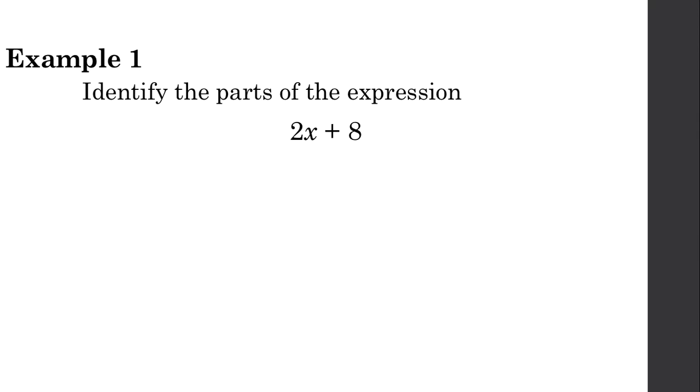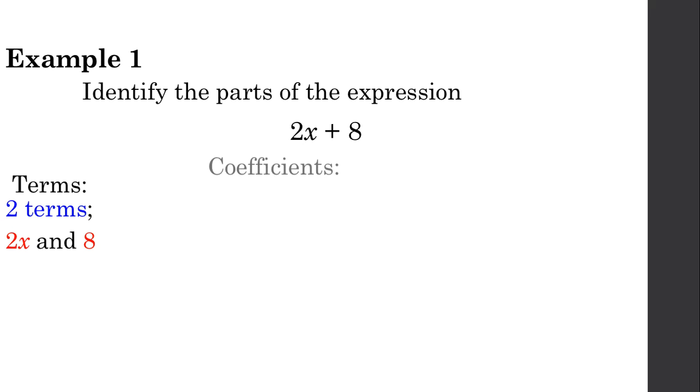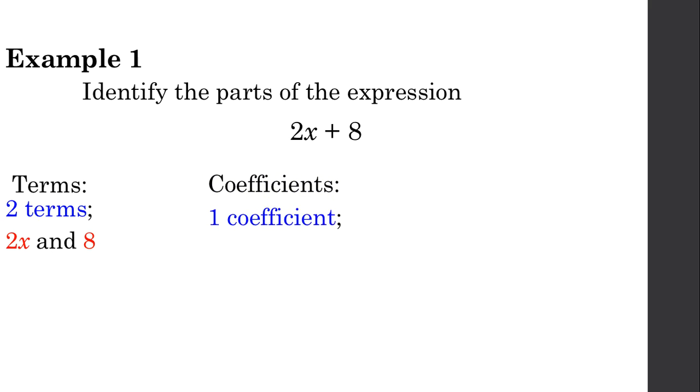So here we have the expression 2x plus 8. So again, the terms are separated by a plus sign. So here we have 2 different pieces, 2 terms, separated by a plus sign: the 2x and the 8. So those are our 2 terms. The coefficients, again, are the numbers that are multiplied by the variable. So here we have one variable in our expression, so that means we have only one coefficient, and that is the coefficient of x, which is 2.